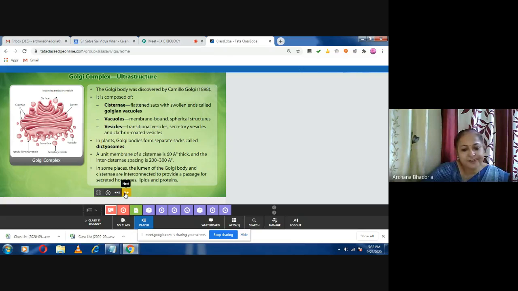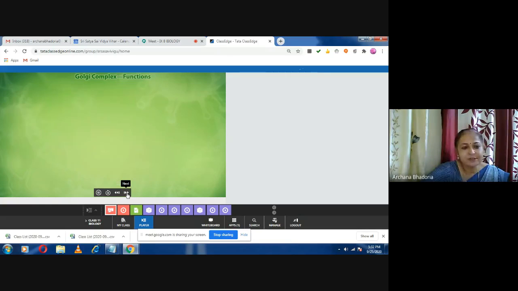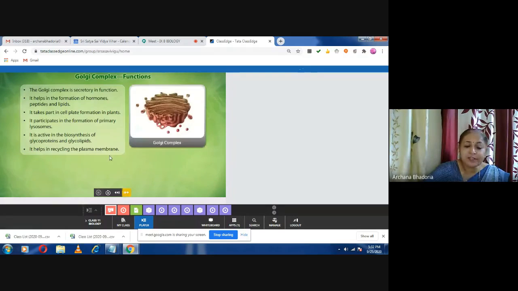So functions now. Take up the functions. The functions are given in your book also, children. The Golgi complex is given there. Try to read that part, and you can make the points yourself. Simple functions are given there. So note these also, and try to read it from there also.